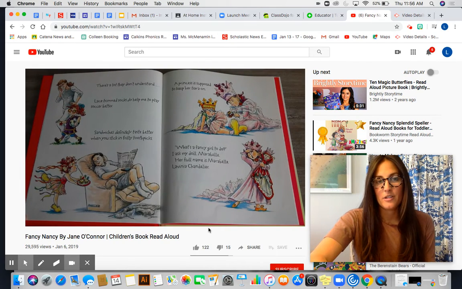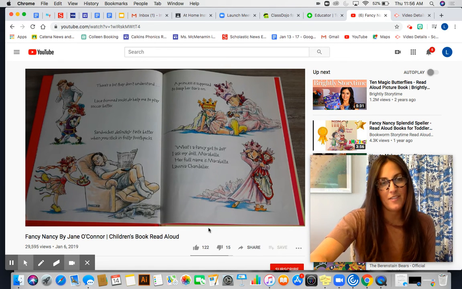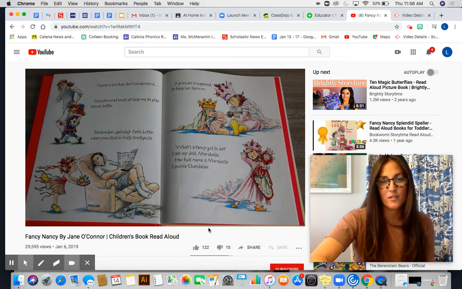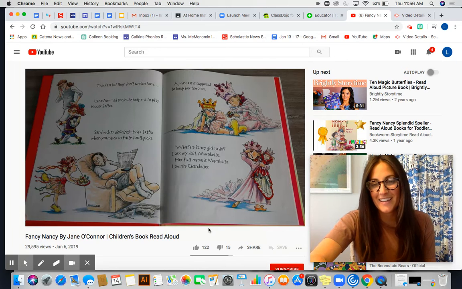There's a lot they don't understand. Lace-trimmed socks do help me to play soccer better. Sandwiches definitely taste better when you stick in frilly toothpicks. A princess is supposed to keep her tiara on. What's a fancy girl to do? I ask my doll Maribel. Her full name is Maribel Lavinia Chandelier.